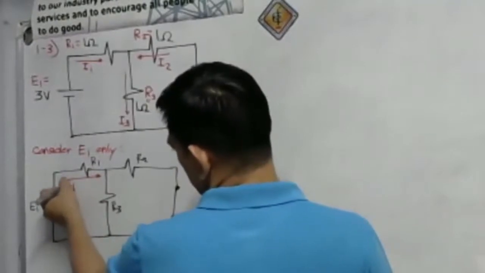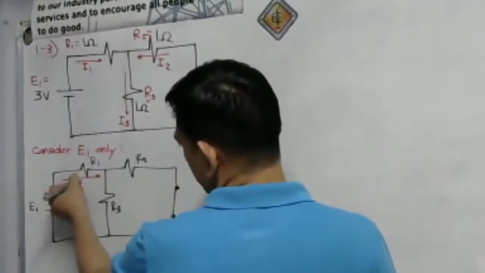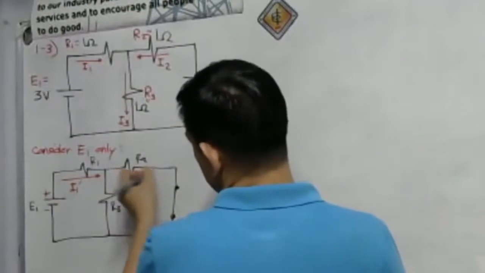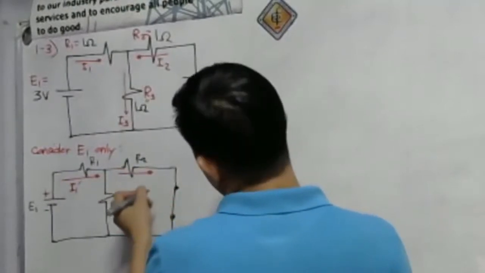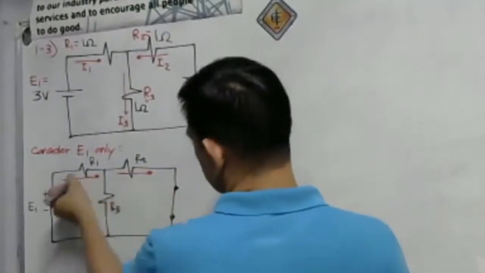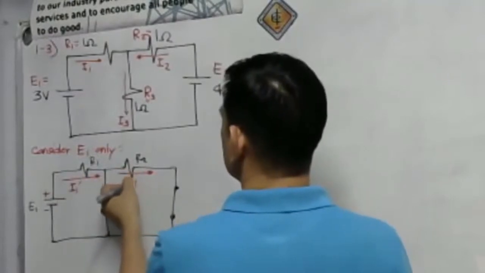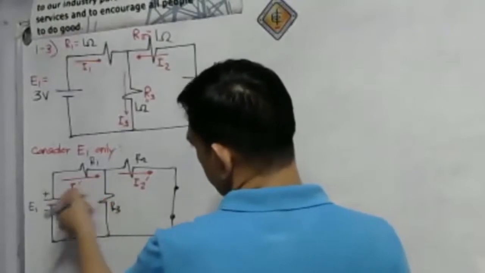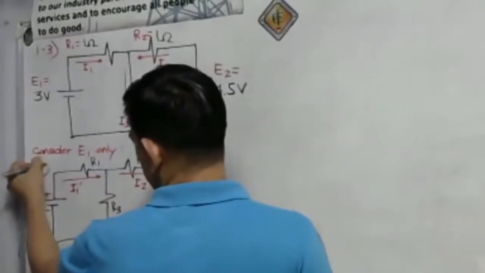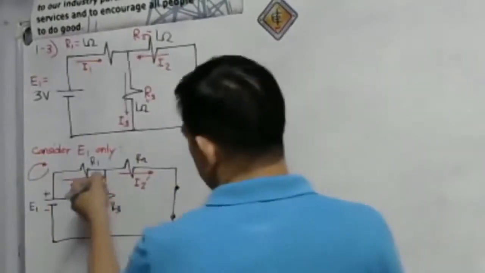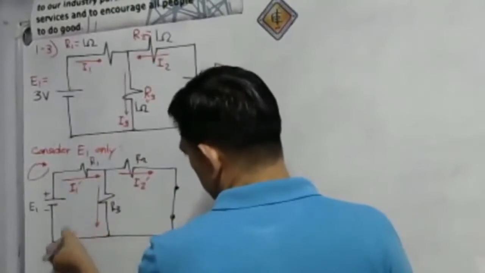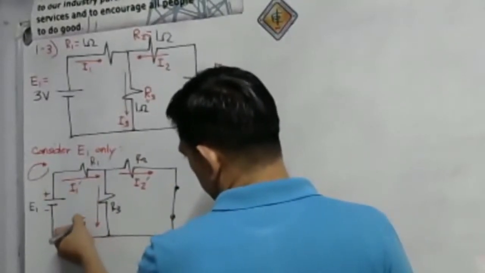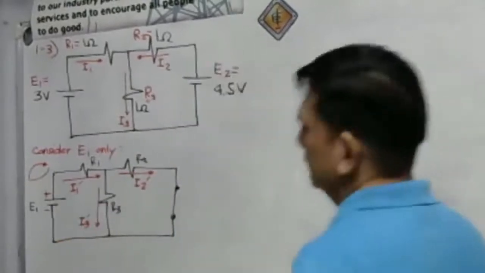So this is our I1. I will make this as I1 prime. And then this is our I2, this is our I2 prime. Remember, that should be in clockwise direction. And then we have here our I3 prime.